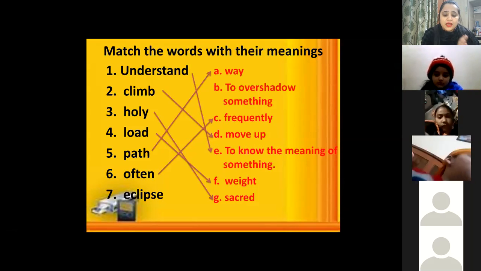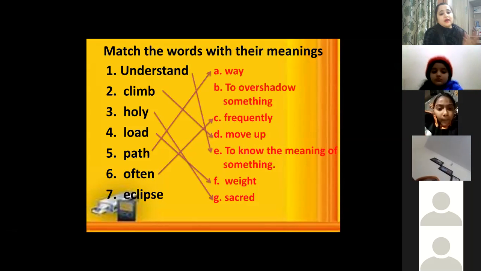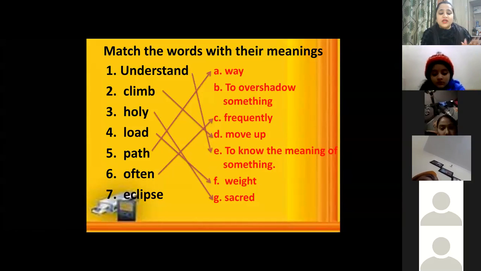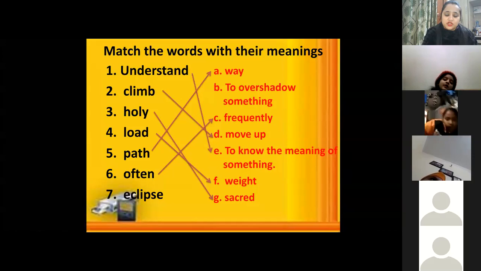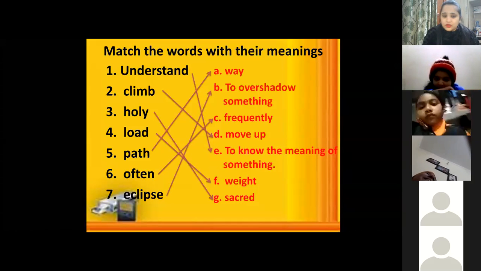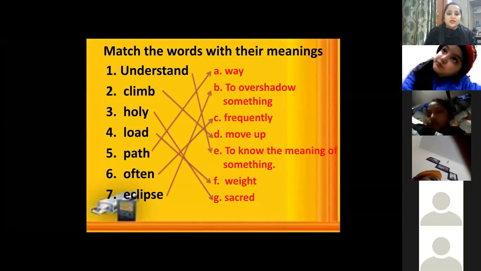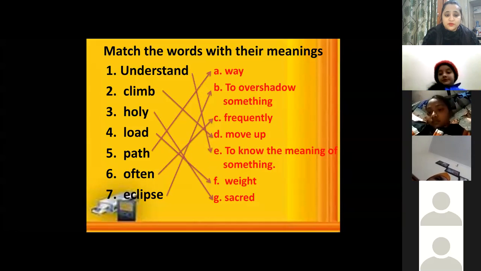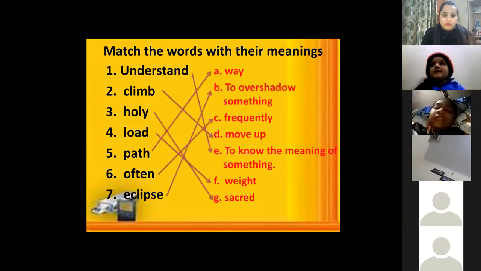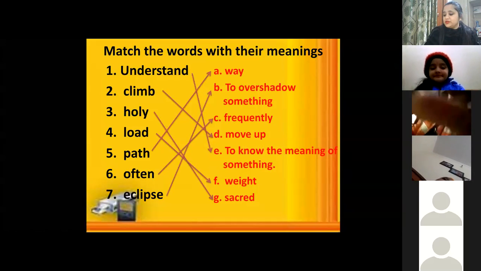So eclipse means जब एक चीज की वजह से दूसरी चीज दिखाई ना दे, उसको ओवरशैडो कर लेना, उसके ऊपर आ जाना, वो दिखाई देना बंद हो जाती है जब एक चीज, that is called कि वो eclipse में है. To overshadow something. Okay, very good. So today we did the meanings of some difficult words. These can be part of your exams also. So you need to remember them. We'll be revising them time and again. So be particular about them.